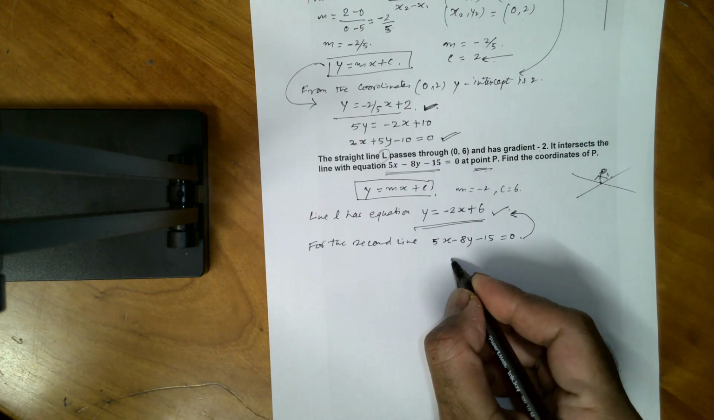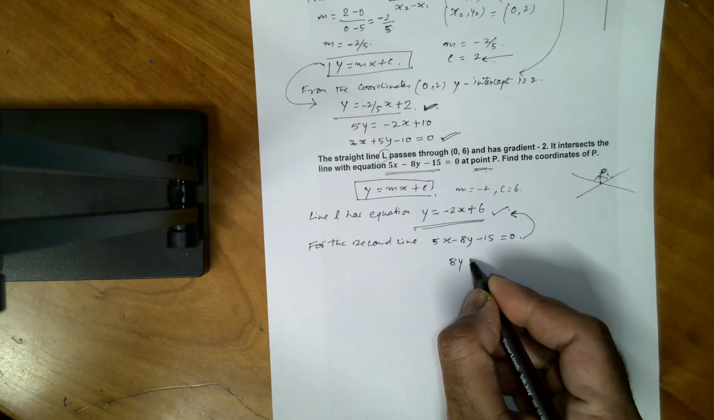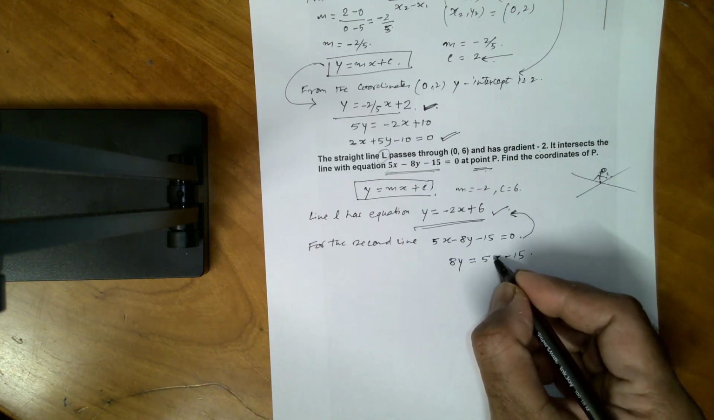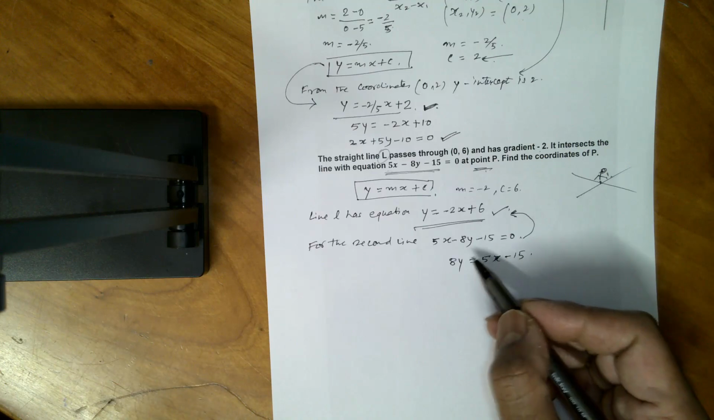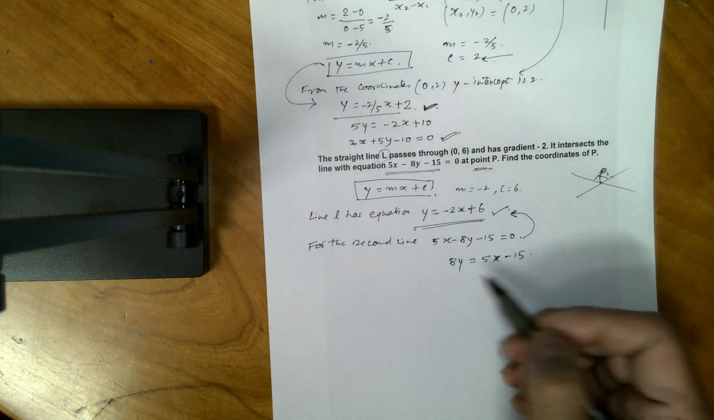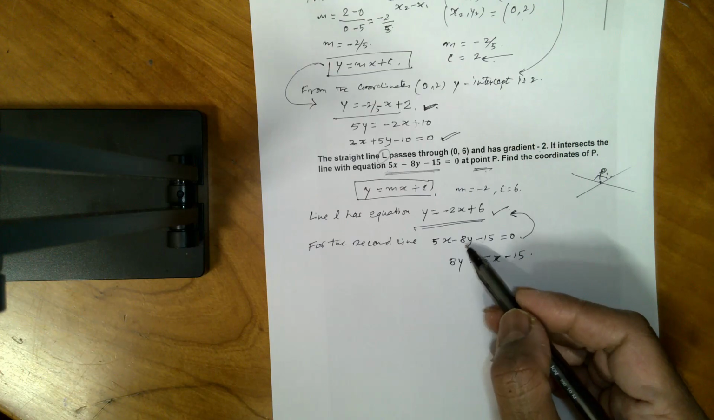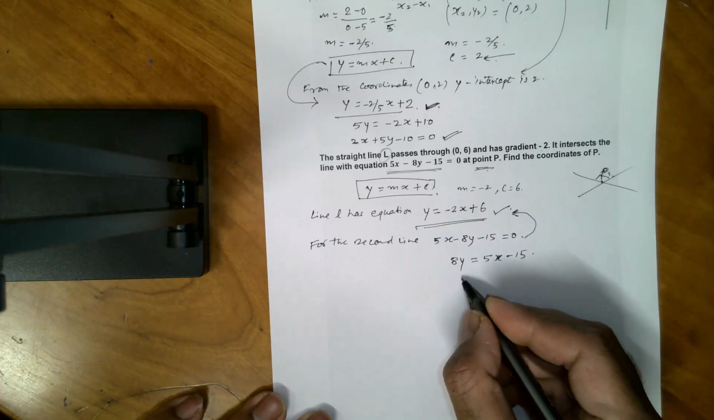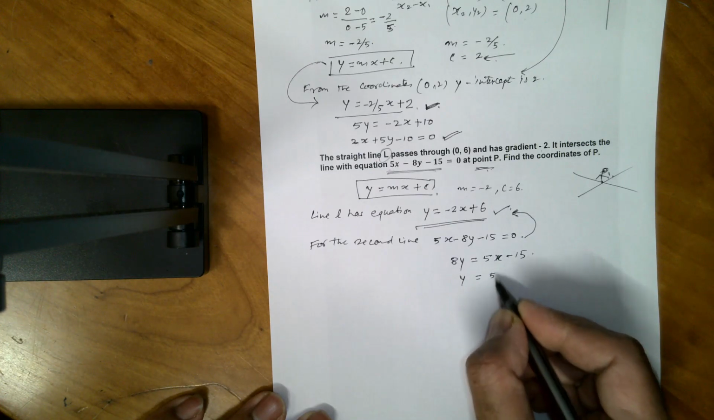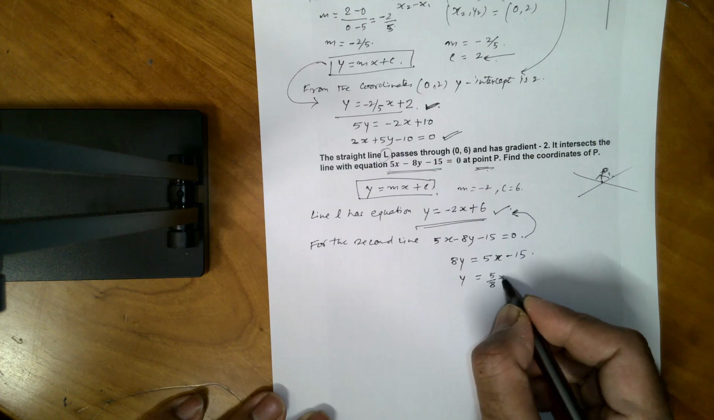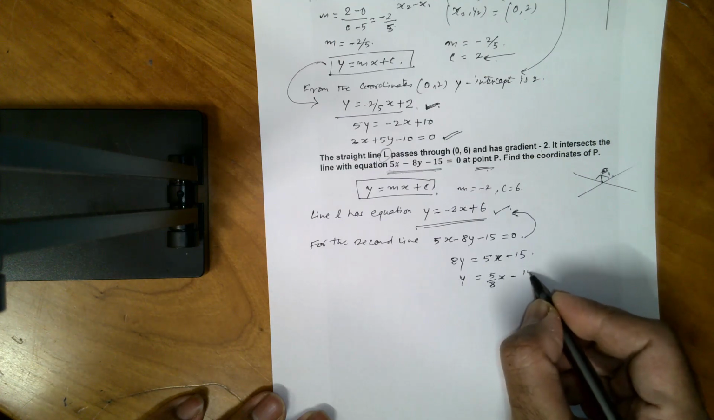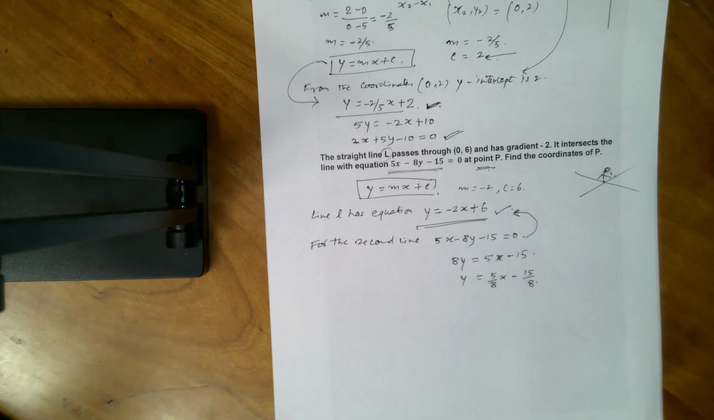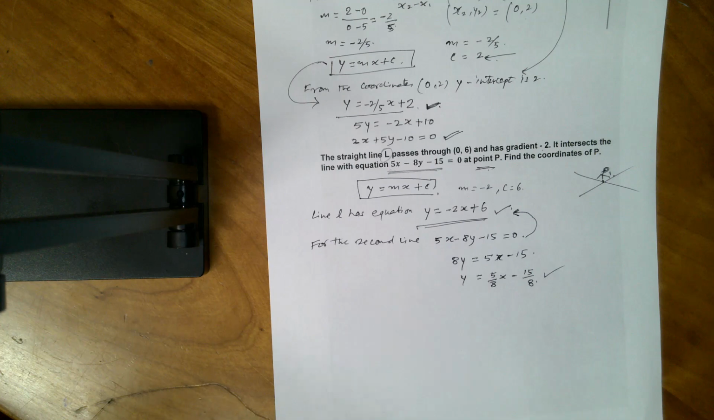So that would be 8y equal to 5x minus 15. Just rearranging that actually, there's nothing else I've done. You can just take 8y to the other side and leave the rest here, and then just write down what your y would be. So your y would be 5 over 8 x minus 15 over 8. So this is what we got, the second line in this form.